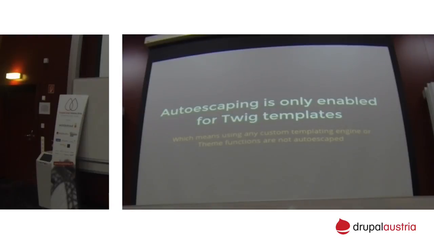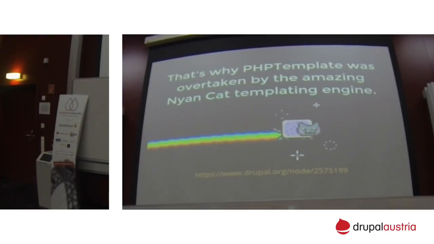Another caveat of auto escaping is that it is only enabled whenever you use Twig. If you use any other templating engine, such as theme functions, PHP template, or any other engine added by a contributed project, it won't be auto escaped unless that templating engine does it itself. The templating engine is actually the thing that is escaping our stuff. For that reason we were forced to deprecate theme functions from Drupal 8, because we want to say that Drupal 8 is safer. Also for the same reason, we had to remove PHP template, and it was overtaken by an amazing Nyancat template.